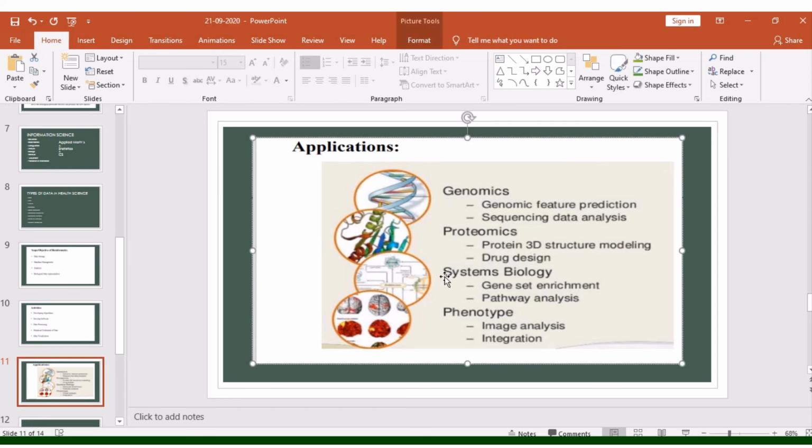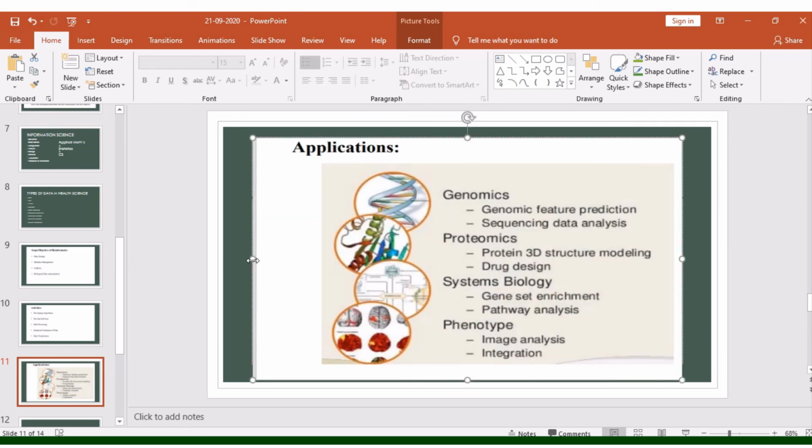And applications. These are the four types of applications involved in the bioinformatics system. This application and its usage types we will discuss in the next class.